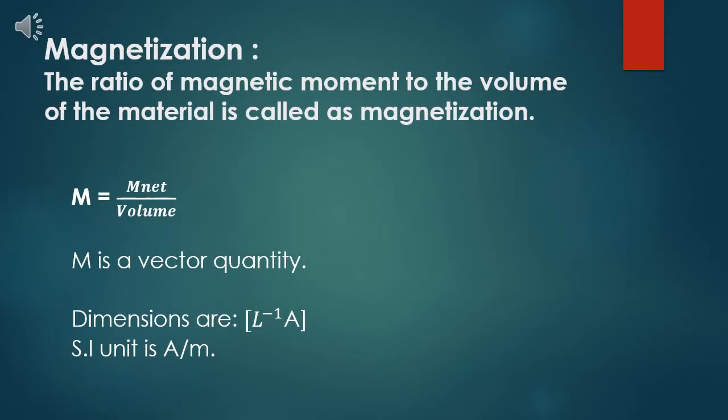What is magnetization? The ratio of magnetic moment to the volume of the material is called magnetization. It is denoted by capital M. Capital M is equal to M net divided by volume. यानी मैग्नेटिक मोमेंट को वॉल्यूम से जो डिवाइड किए हमने किसी भी मटेरियल में, that gives the value of magnetization. M is a vector quantity and its dimension is L minus 1 A. Its SI unit is ampere per meter.